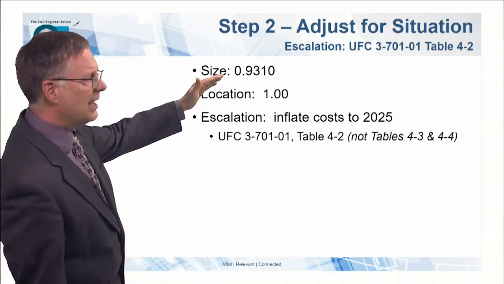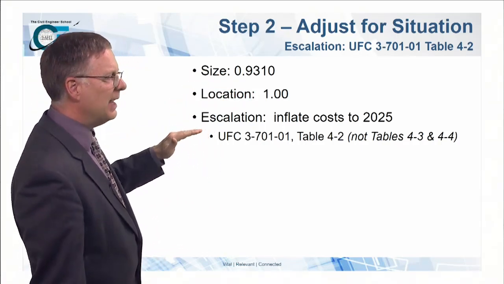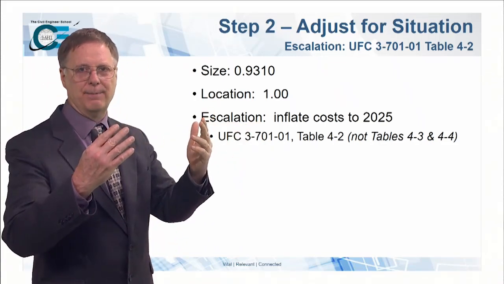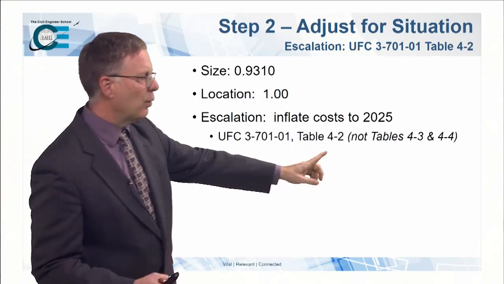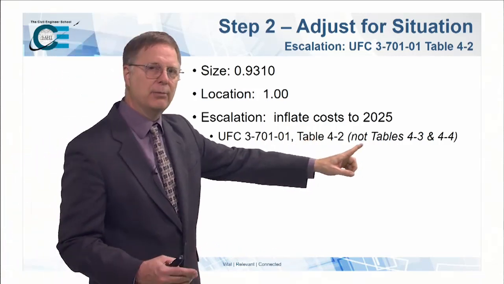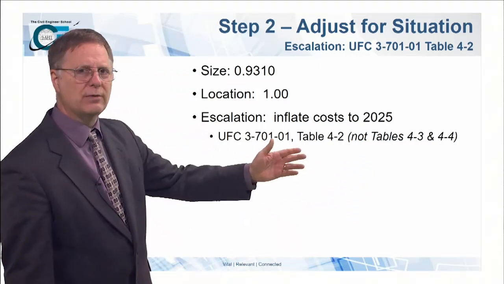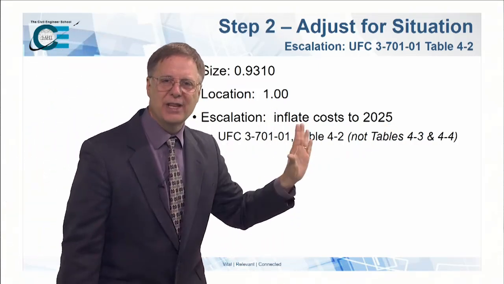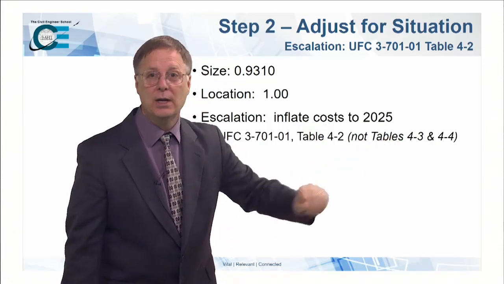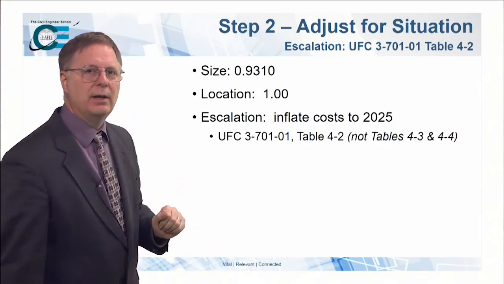All right, so we've got our sizing factor. We've got our location factor. Now we've got to escalate our costs. That means we've got to bring them up to 2025. Now there is a table 4-2 that will do that for us, but I'm going to warn you, there are a couple other tables where you're going to say, well, there are some escalation tables. Can't I use those? 4-3, 4-4? No. Those are for the evil dreaded table 3. Stay away from those tables. Those are for those plant replacement values. Stay with the 4-2.